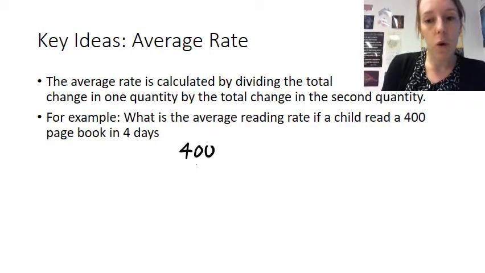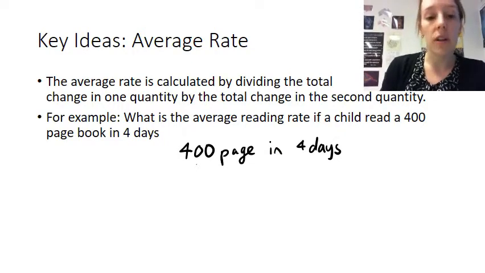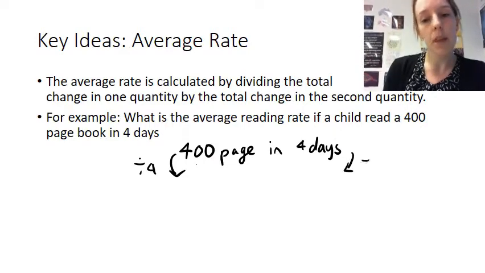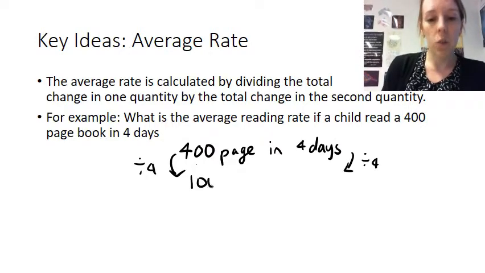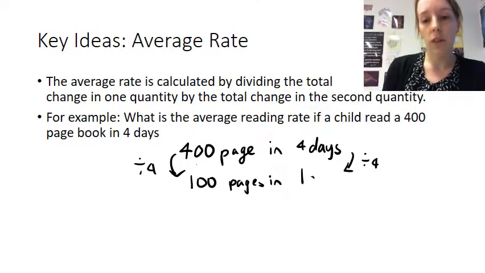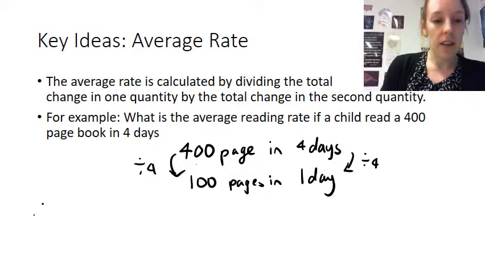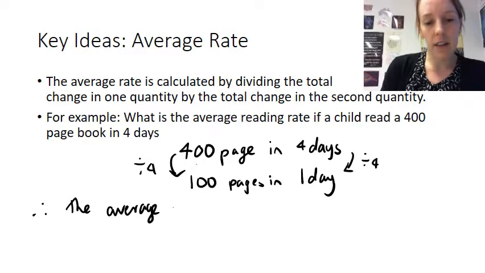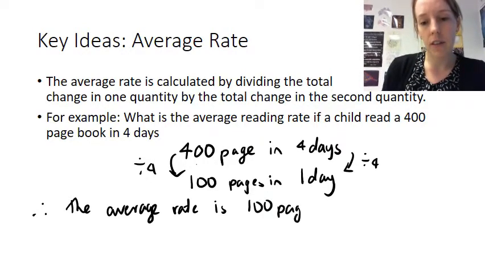So they would have read 400 pages in 4 days. So we're going to work out how much they read per day. To do that, obviously we have to divide both sides by 4. 400 divided by 4 is 100 pages, and 4 divided by 4 is 1. So it's 100 pages in 1 day. So therefore, the average rate is 100 pages per day.